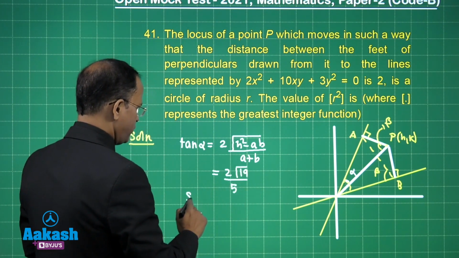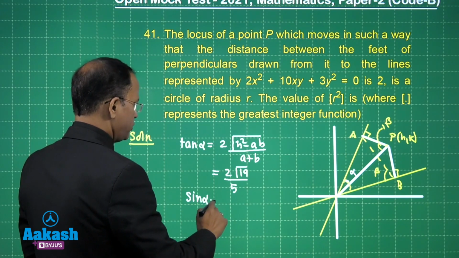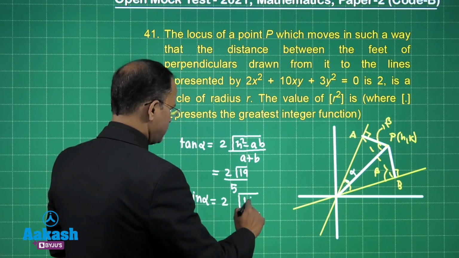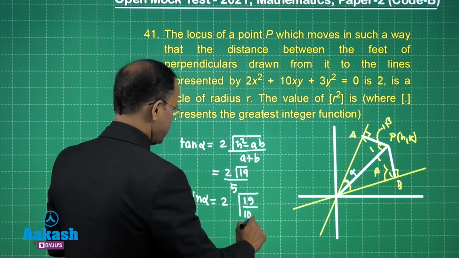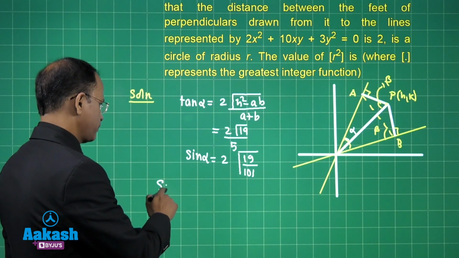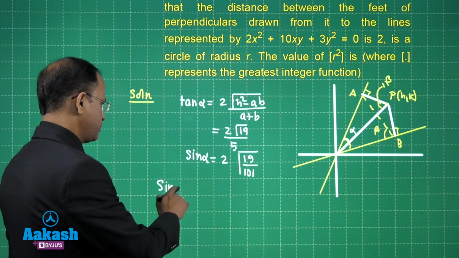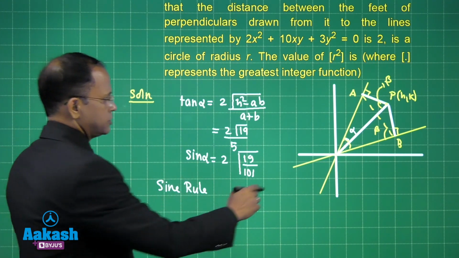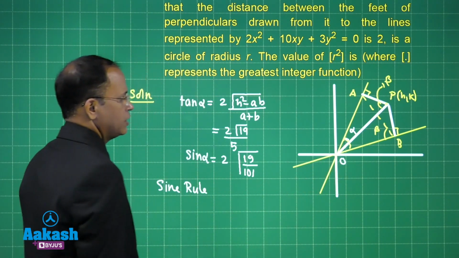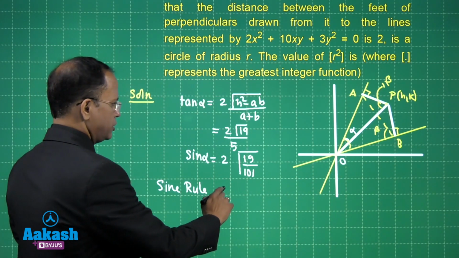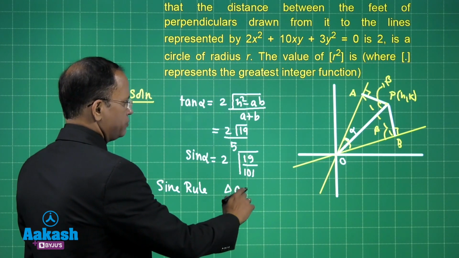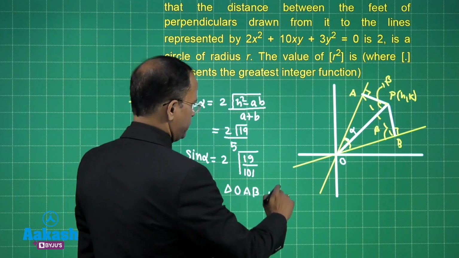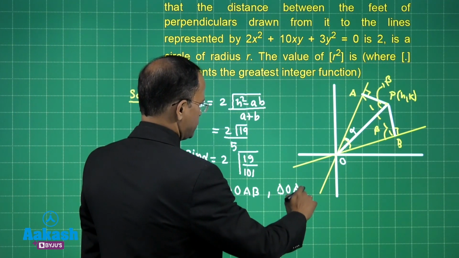Then we have sin alpha. From here we can find it out, sin alpha. If we talk about sin alpha, this is 2 root 19 upon 101, this is what you have. So, apply sine rule. Let me take it in this way, sine rule. Sine rule in the triangle, this is O, origin we have, and we use sine rule on OAB, right, and we have triangle OAP. This is what we have.